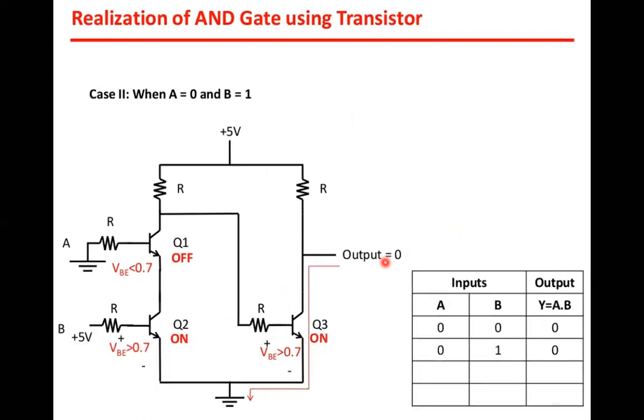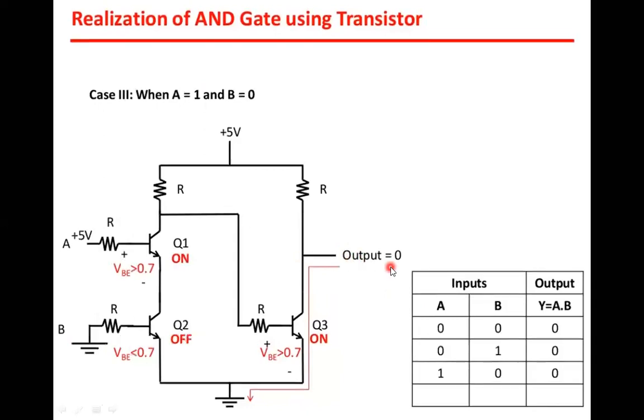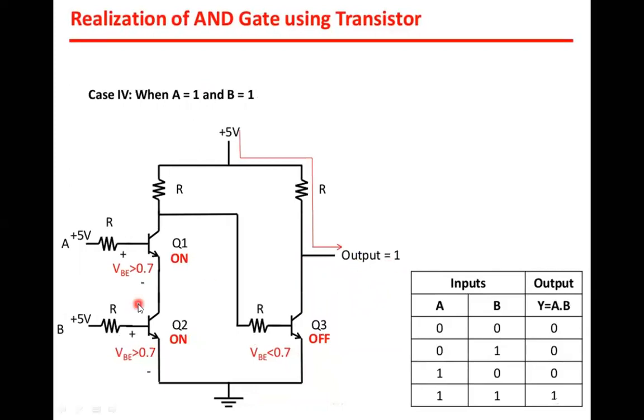When A is equal to 0, B is equal to 1, it means this is off, this is on, but the output here measuring across this point will be 0. Similarly, when A is equal to 1 and B is equal to 0, then the output is 0. What will happen when both the inputs are high?